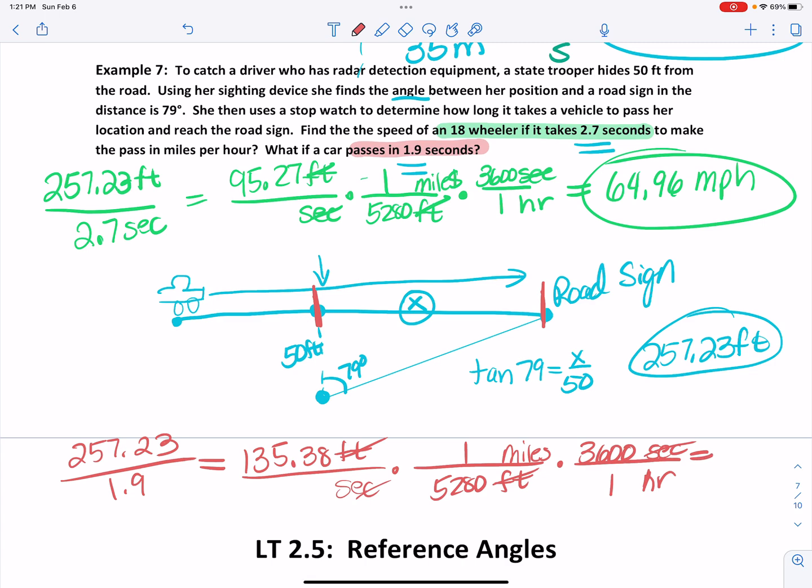So kids will start asking me, do I have to write this? It's the same. I don't really care. Your science teachers get mad at me if I don't make you write it. So don't go around saying Miss Williams doesn't make us write that, because then they're just going to come get mad at me. But your answer is 92.31 miles per hour. This person's probably getting a ticket. Okay?